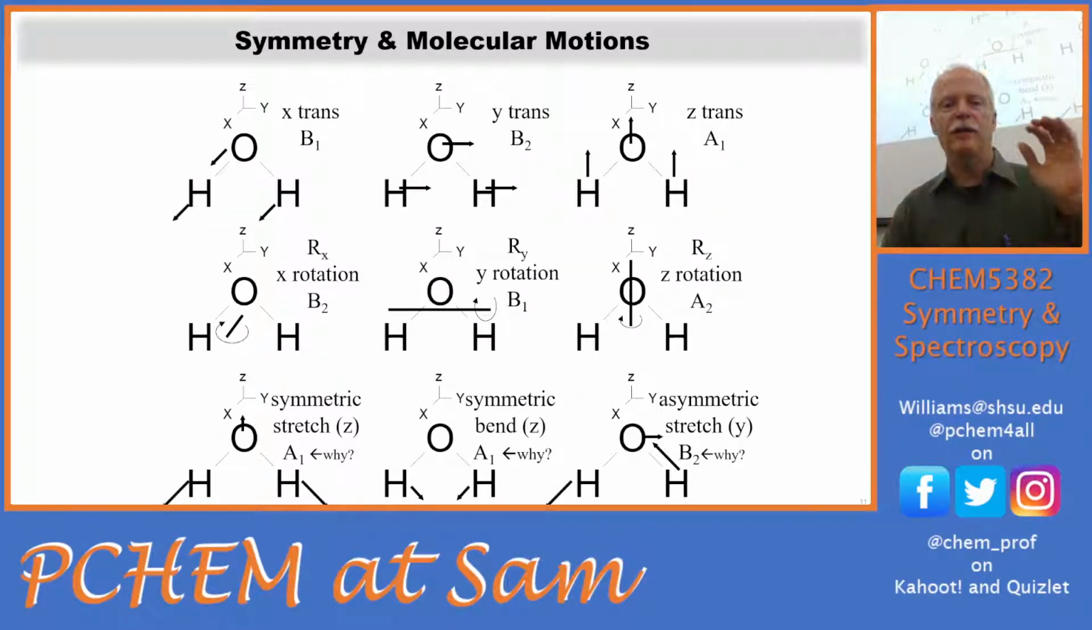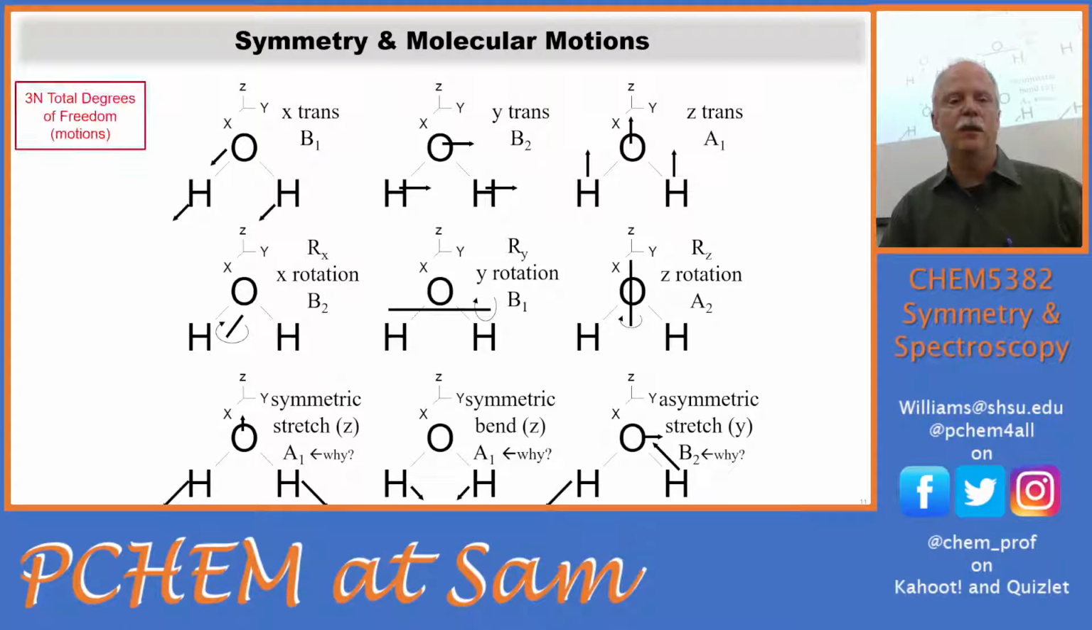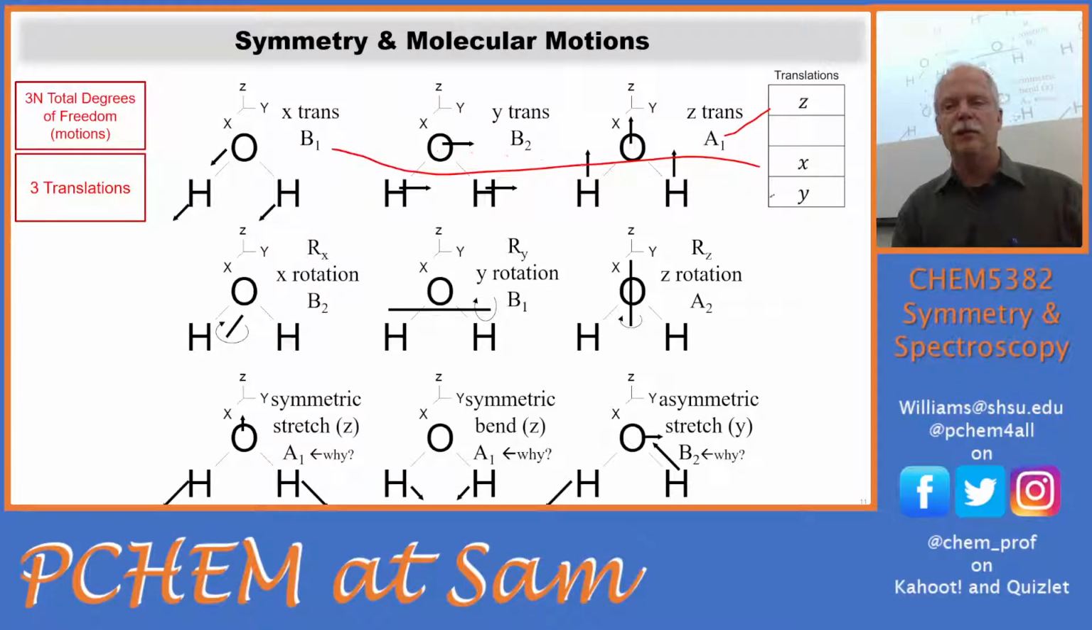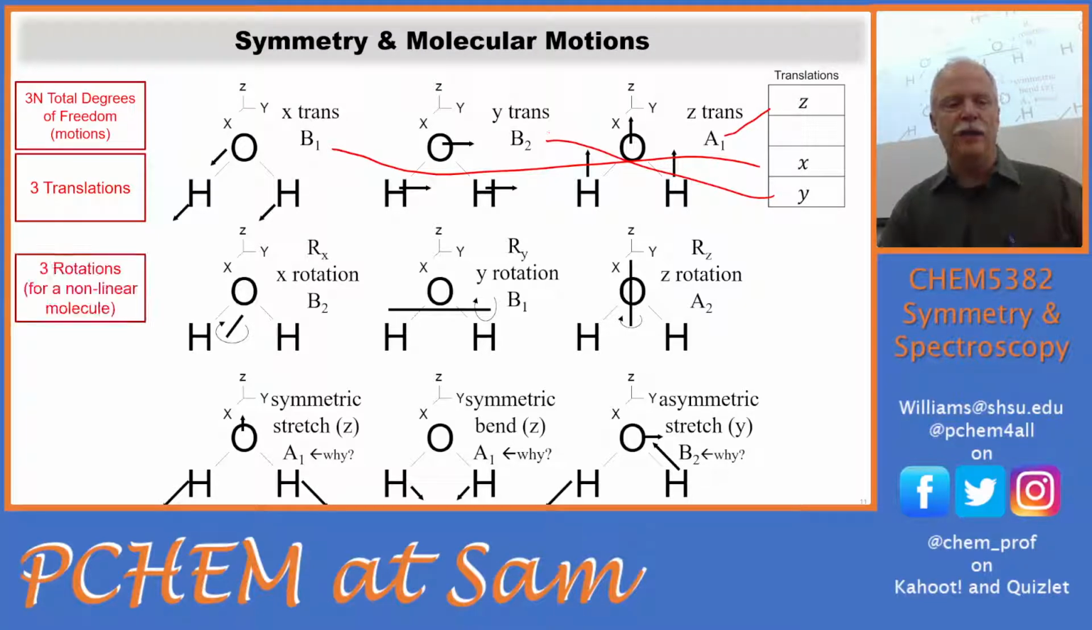And so here's all of the motions in water. The translations, the X, Y, and Z translations come from that table, that Z, X, and Y. And so we see that A1 is the Z. We see that the X was the B1 here, and the Y was the B2. We have the 3 rotations for a nonlinear molecule, and that's the rows that we have here. You know, we have the A2 and the B1 and the B2 for those.